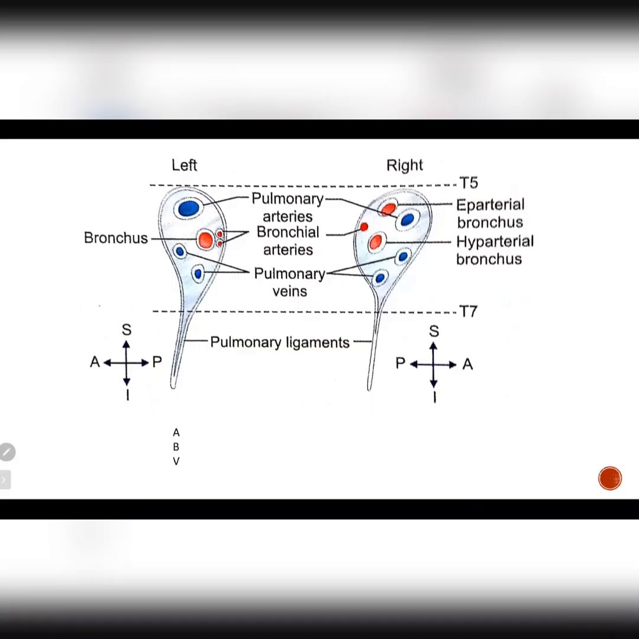Yes, one fissure and two lobes. Good. So that's why we're starting with the left lung first, because it has only two lobes as compared to the right lung. The left lung, the number of structures in the hilum also will be slightly less, because the two lobes will have one main bronchus entering into the hilum. So let's look at the structures.